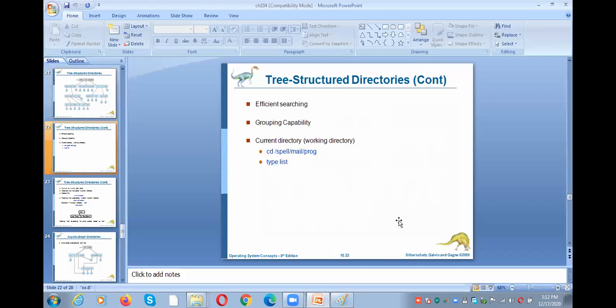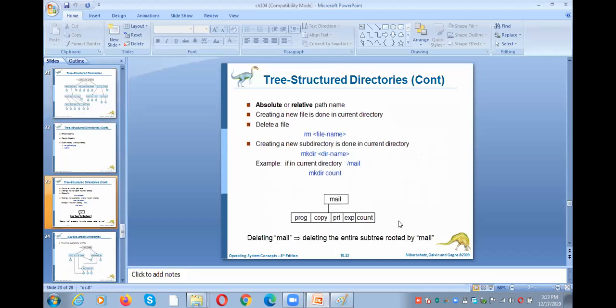So in order to avoid such a problem, we need to go for another structure. All these things are not necessary for you, but you already know the very basic syntax for making a directory: mkdir space dir name. In order to remove a file, rm space file name. If you want to make a directory, mkdir space directory name. So mkdir is for make a directory.